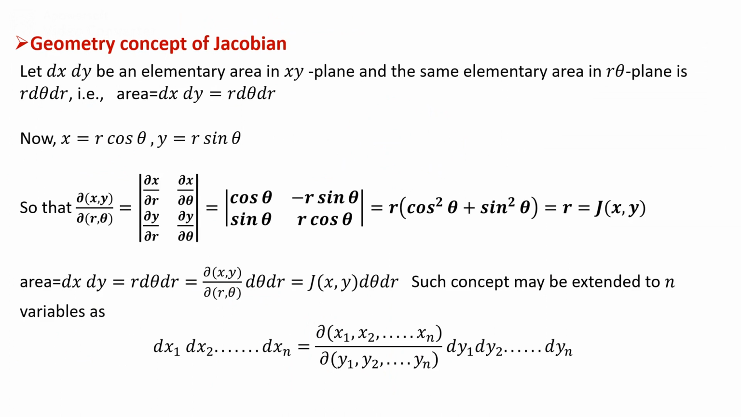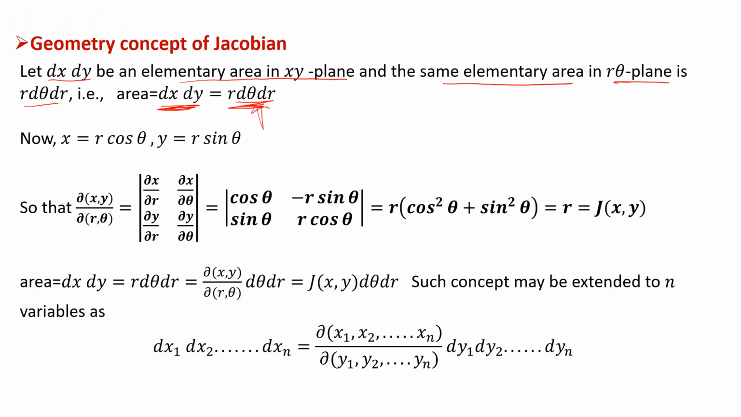So the geometrical concept of the Jacobian, from the xy plane into the r theta plane. If we take a small area dx dy as the elementary area in the xy plane, then the same elementary area in the r theta plane is what? It is r d theta dr. So the area in the xy plane is dx dy, and in the r theta plane we write r d theta dr. So why?